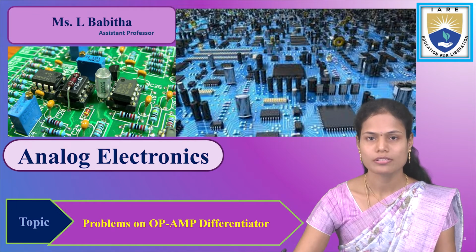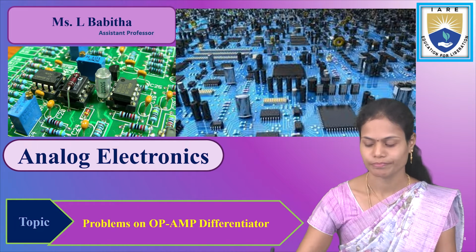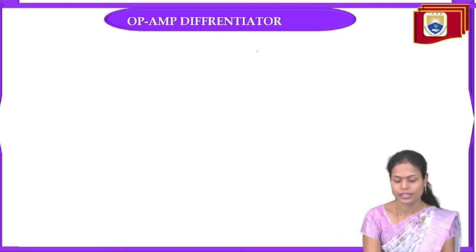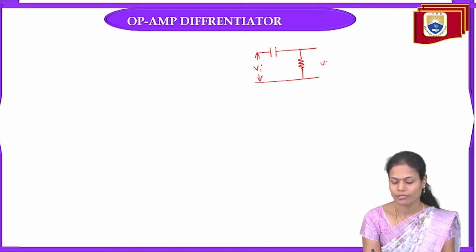In this session, I am going to discuss problems related to the operational amplifier differentiator. Before going to the problems, I'll revise the operational amplifier differentiator. What is the basic function of an operational amplifier differentiator circuit? Generally, the normal differentiator circuit can be designed using a capacitor and a resistor. For this, we provide the input signal and we get the corresponding output signal.